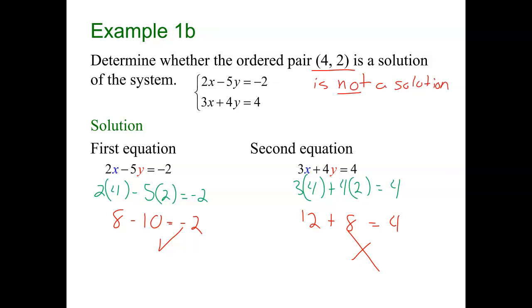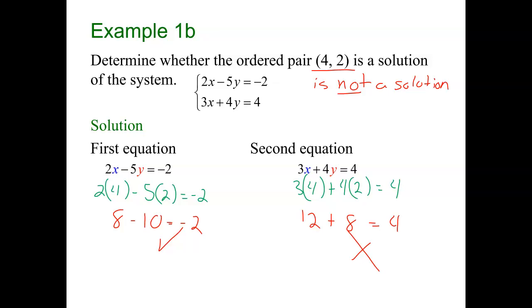Now, I want to be very clear. It doesn't mean that there is no solution. That is not what we're saying at all. We are not saying that there is no solution. We're just saying that that particular point isn't one of them. Okay? There could still be a solution. It's just that's not it. Okay? It's just that one isn't it.